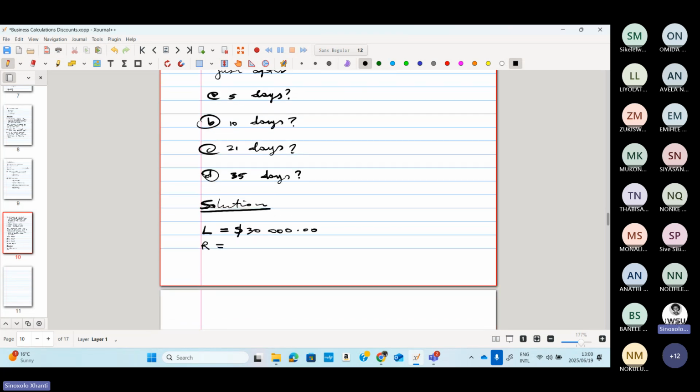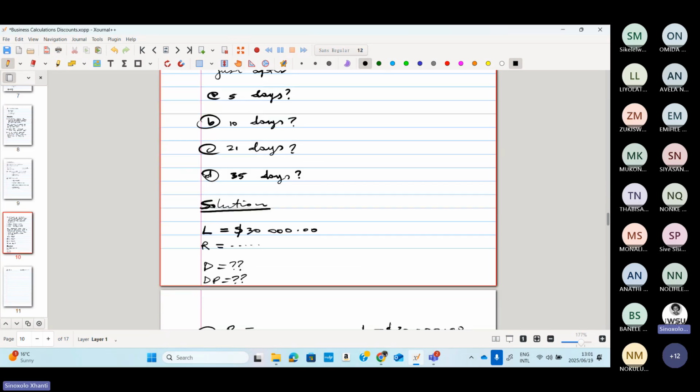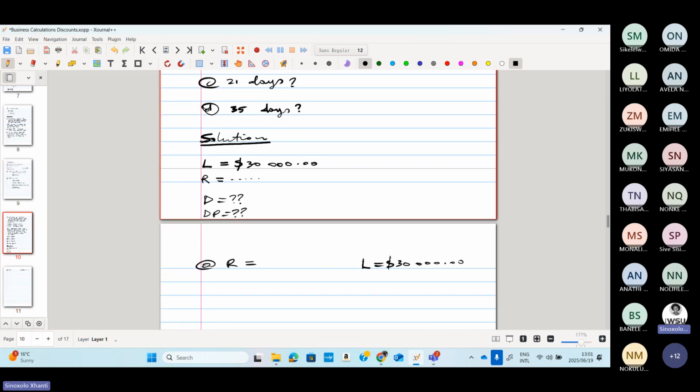Let's look now at A, because here D is not given, and DP is also not given, right? But R, I can say that R is conditional. In A, our R can be found. Remember that our L is not going to change. It is just $30,000. And now we are focusing on this R here. In A, we have 5 days.